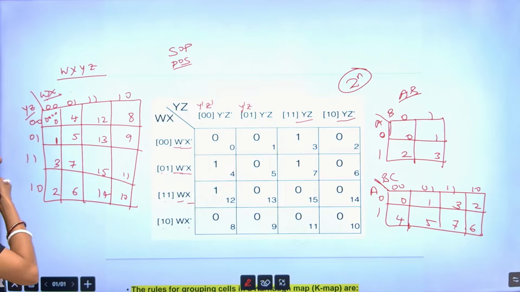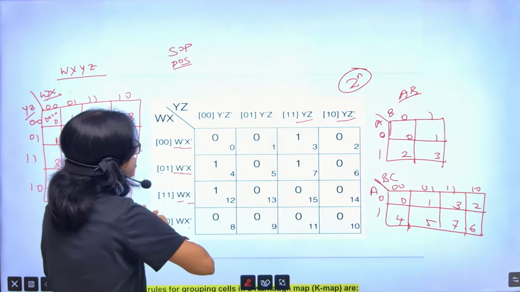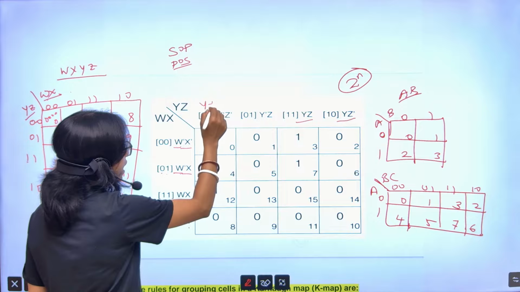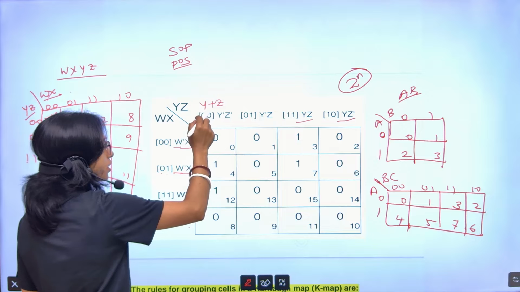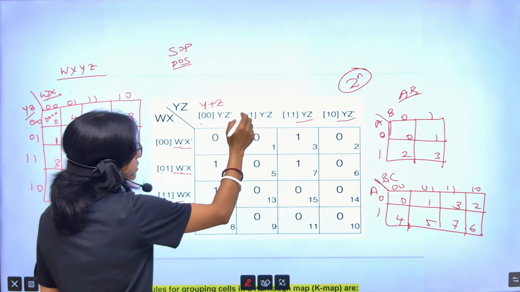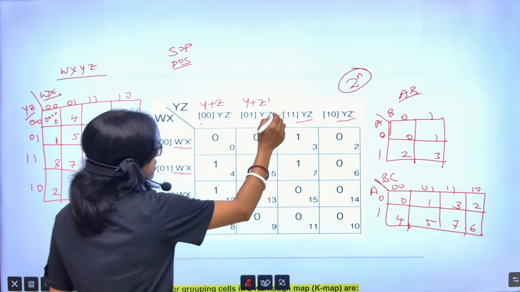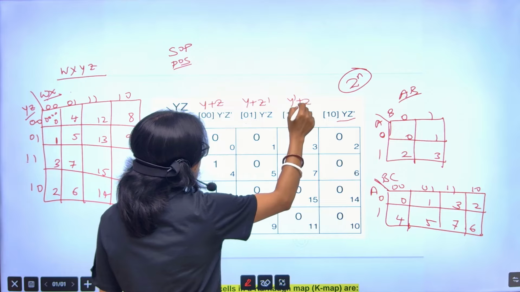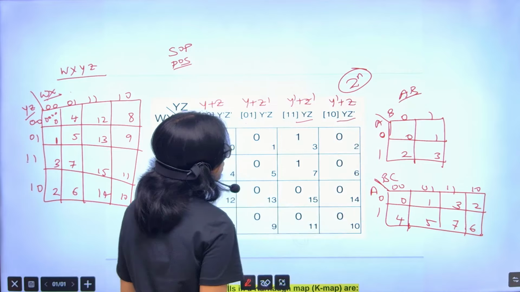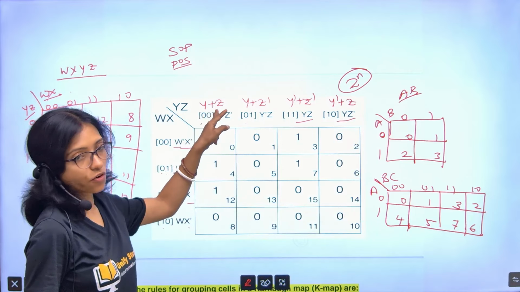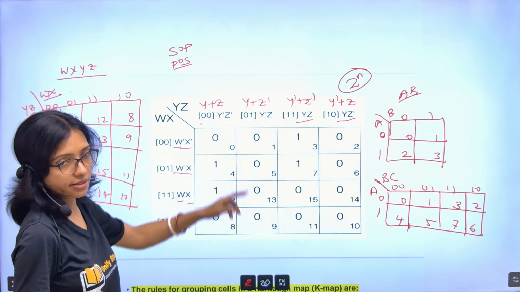If I am doing POS, it will change. As per POS, 0 0 means it will be Y plus Z. 0 means normal variable and we are going to take the plus here. This one will be Y plus Z bar. This one is Y bar plus Z bar. This is Y bar plus Z. In POS format, whenever you are writing, this 0 0 only will change like this.